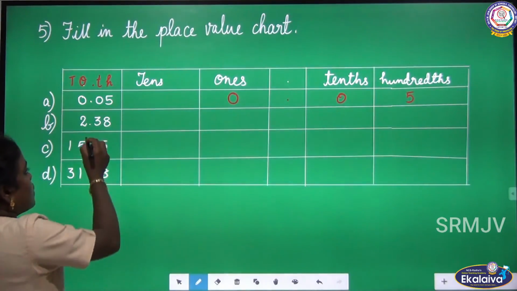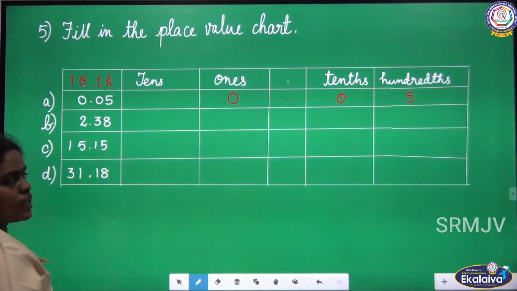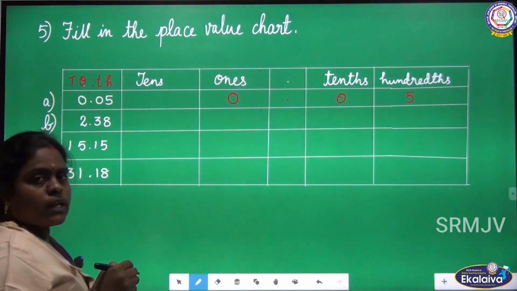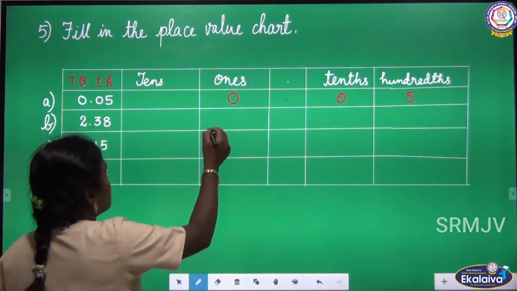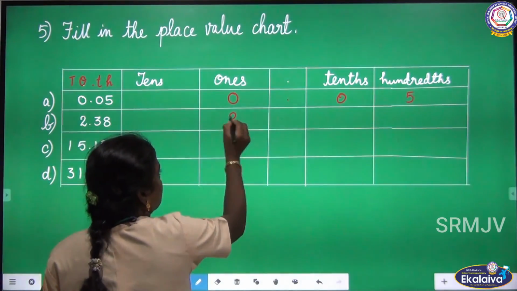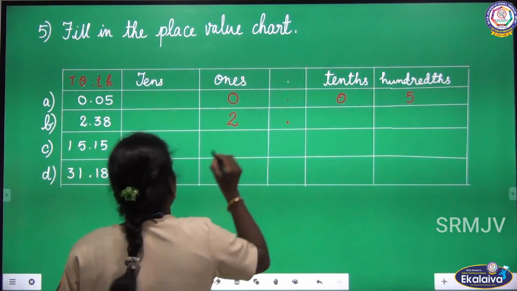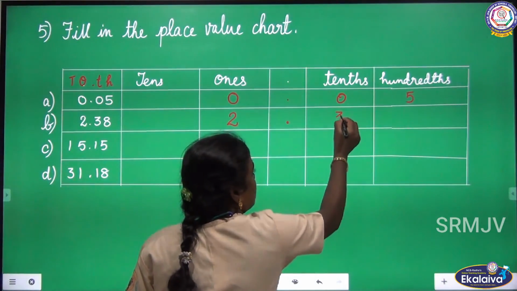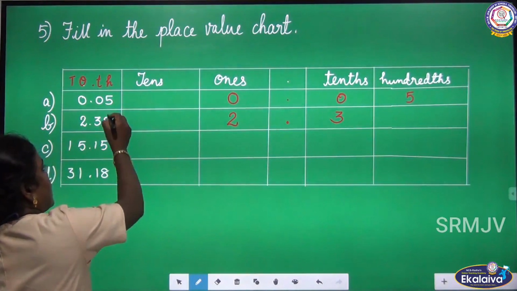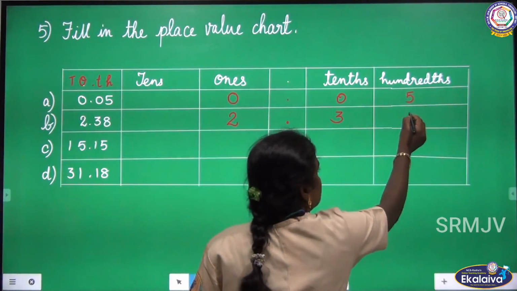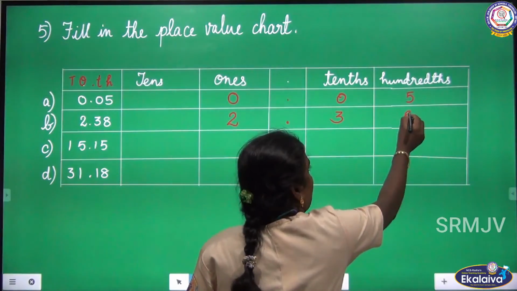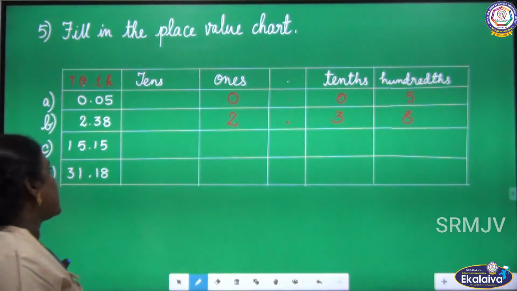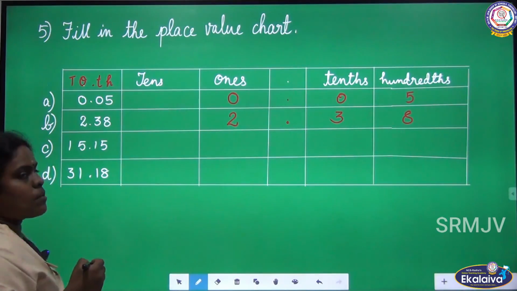Next number, 2.38. Look at the place values. 2 is in ones place. So we are going to write 2 in ones column. Point. 3 is in tenths place. So write below the tenths column. 8 is in hundredths place. So write 8 in hundredths column. So given decimal number is 2.38.